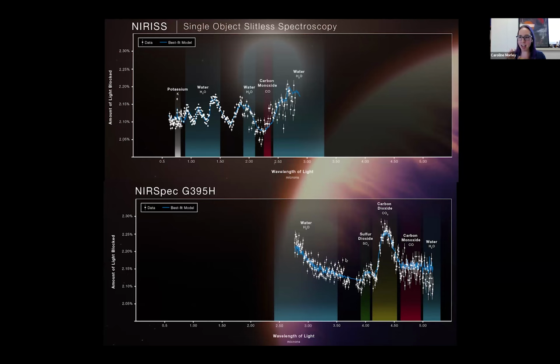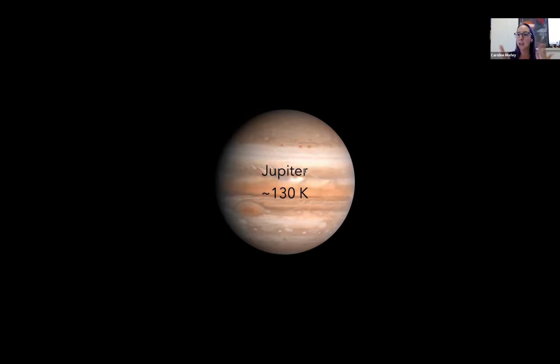But I wanted to tell you something that I think has been really exciting that my group has been really involved in, where we're trying to look at planets that are more similar to the planets in our own solar system. So we're going to think first about the giant planets. Let's look at Jupiter. So Jupiter is cold, right? Jupiter is about 130 Kelvin.